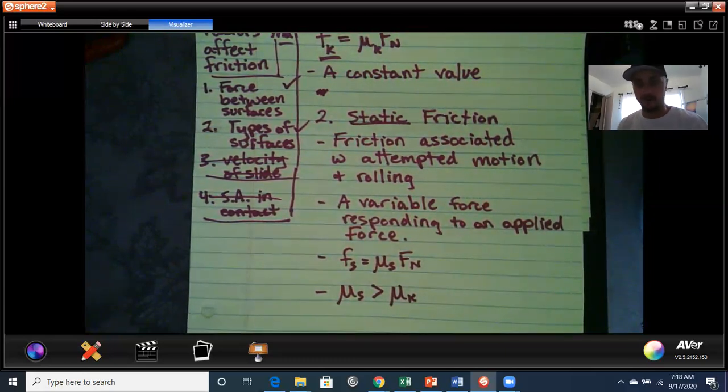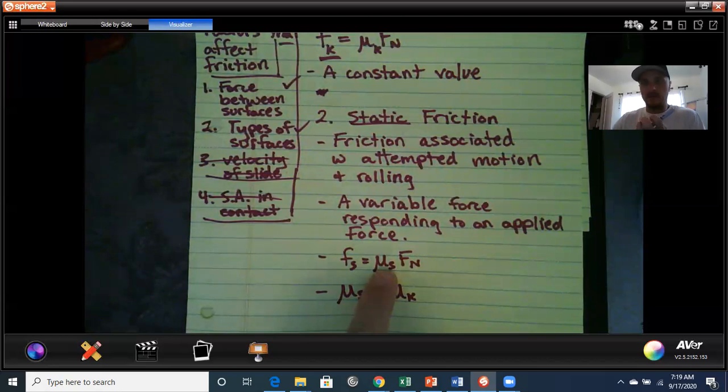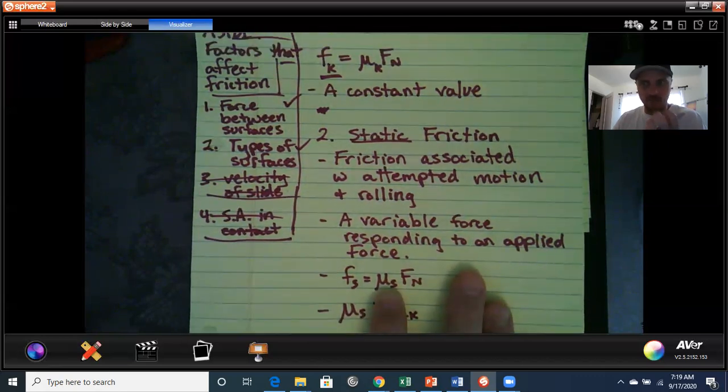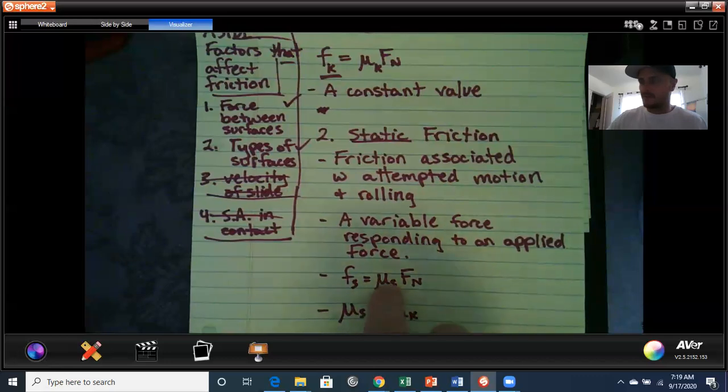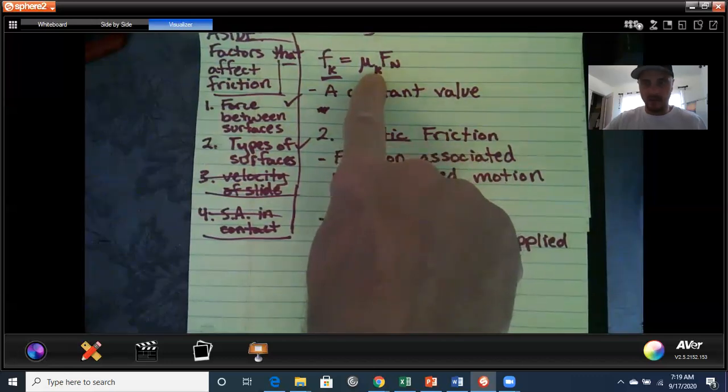Mu s is always greater than mu k. When two surfaces are not moving past each other, but someone is trying to, or there's some applied force that's trying to make the motion occur, this value, that indicates the roughness or the stickiness or the grippiness between two surfaces, is actually a bigger value than once you get the thing sliding. Then all of a sudden, the combination of those two surfaces is not as grippy, technical term, grippy, as it was before. And so the value actually lessens to whatever mu k was.